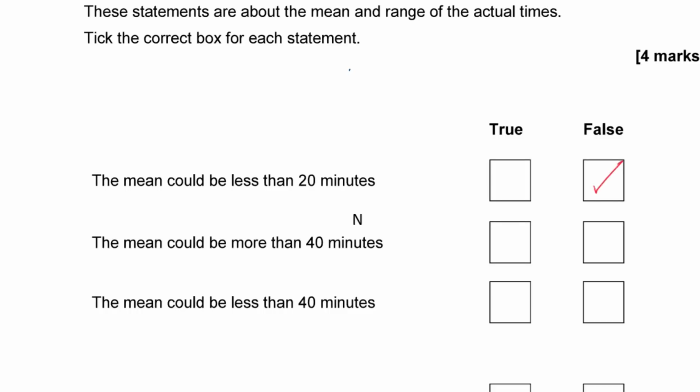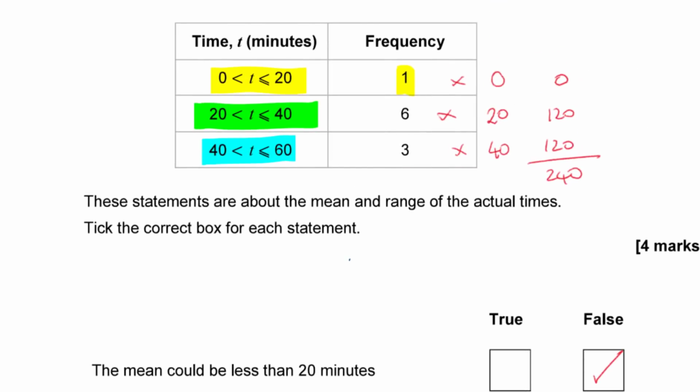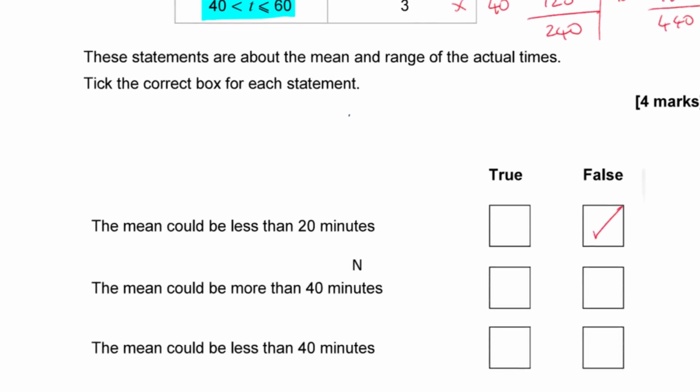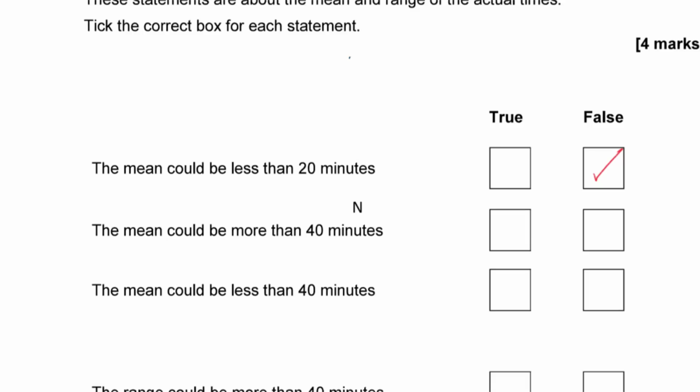The mean could be more than 40 minutes. Okay, let's do the same thing. This time, let's assume that it's the upper bound of those categories. So I'm going to have a time of 20, 40, and 60 for those 3 groups. So 1 times 20 is 20. 6 times 40 is 240, and 3 times 60 is 180. Now adding those up, 20 plus 180 is 200, and 240 is 440. Divide that by 10 and it's going to give you a mean of 44. So yes, it could be more than 40 minutes. That is true.